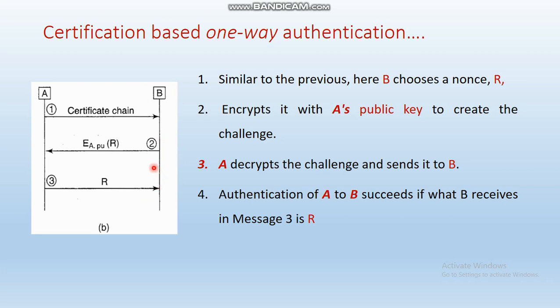Then party B concludes that R is the nonce which he has sent already to party A, and he has received the same thing. So that is one way of authentication.